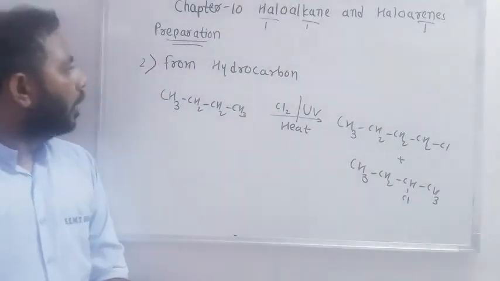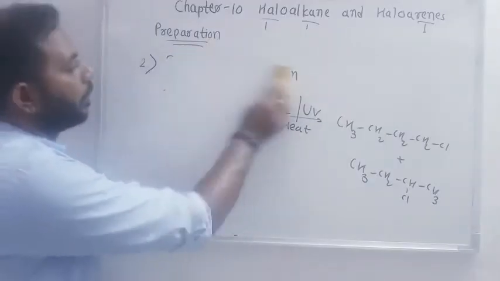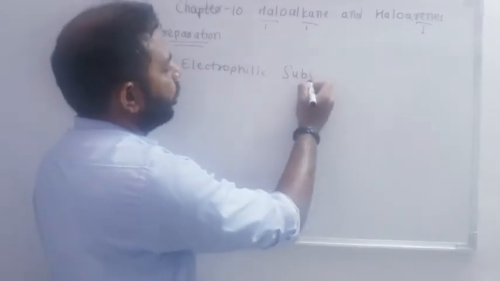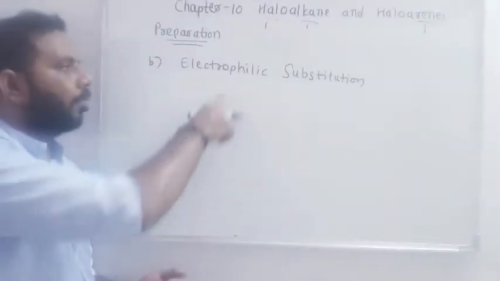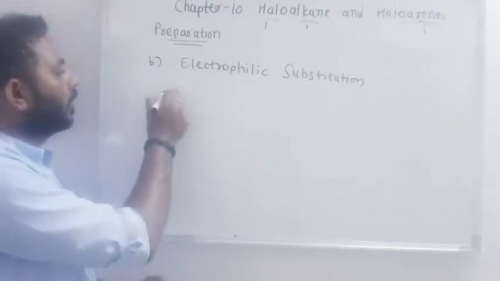Okay. Third preparation, third reaction, is electrophilic substitution reaction. Electrophilic means the electrophile will substitute hydrogen and form products. For example, we have got toluene over here. This is toluene.